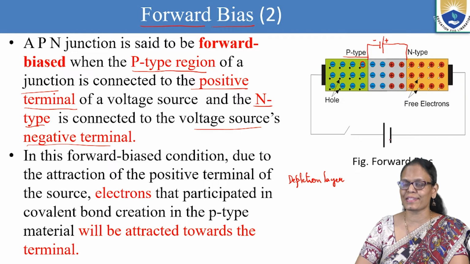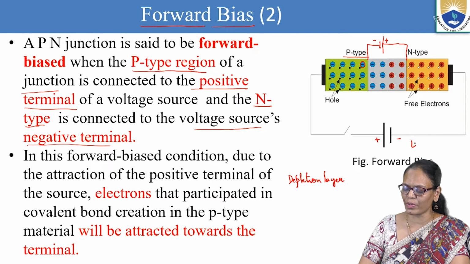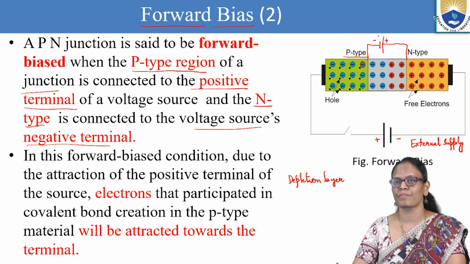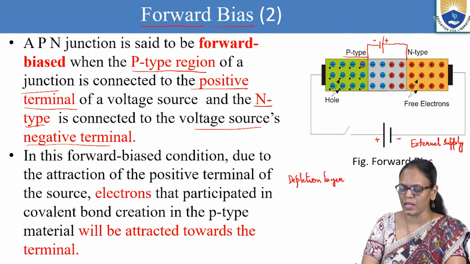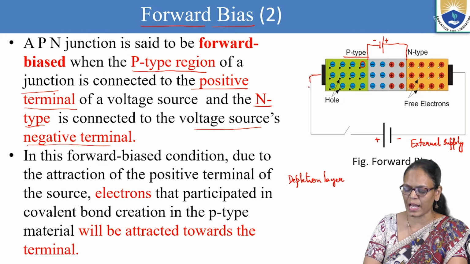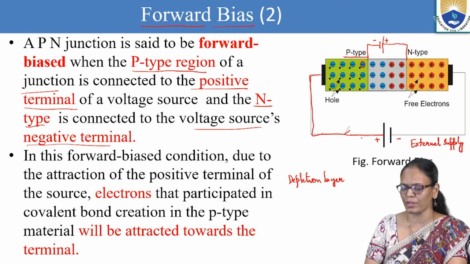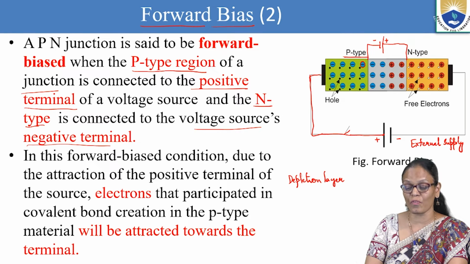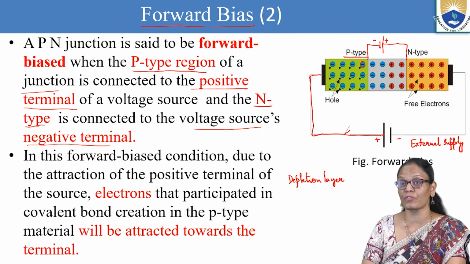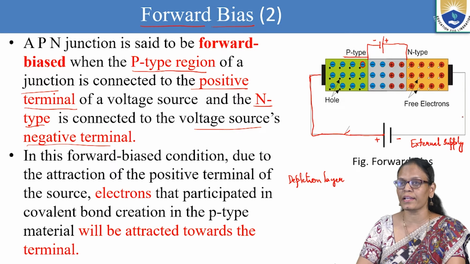Now we want to overcome this potential barrier by doing an external supply. So this is what we are doing: connecting an external supply to overcome this barrier. How do we do it in forward bias? The p-type region, this is the p side, is connected to the positive. There is a tap key to keep the circuit open or closed. So when p is connected to the positive terminal of the external supply and n is connected to the negative terminal of the external supply, we say it is in forward bias.